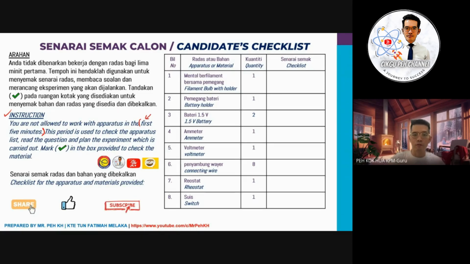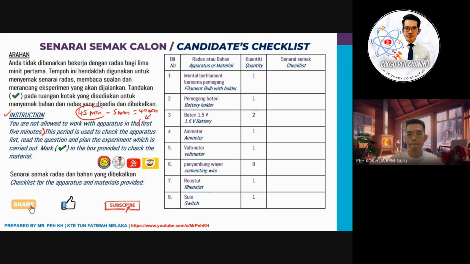Okay, so that means the first 5 minutes will be used to check the apparatus and plan your experiment. Just now we mentioned that there will be 45 minutes for the paper 3 examination. So here you need to minus 5 minutes, right? For checking the apparatus, reading the question, and planning the experiment. So you are left with another 40 minutes to conduct the experiment to get the data and complete the questions in paper 3. Okay, this 5 minutes is actually quite long for you to do the planning. So you need to read the question and then plan the experiment.